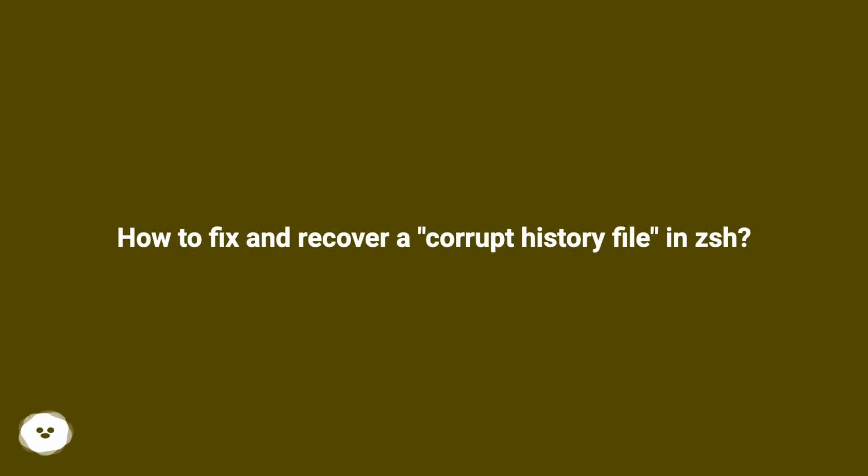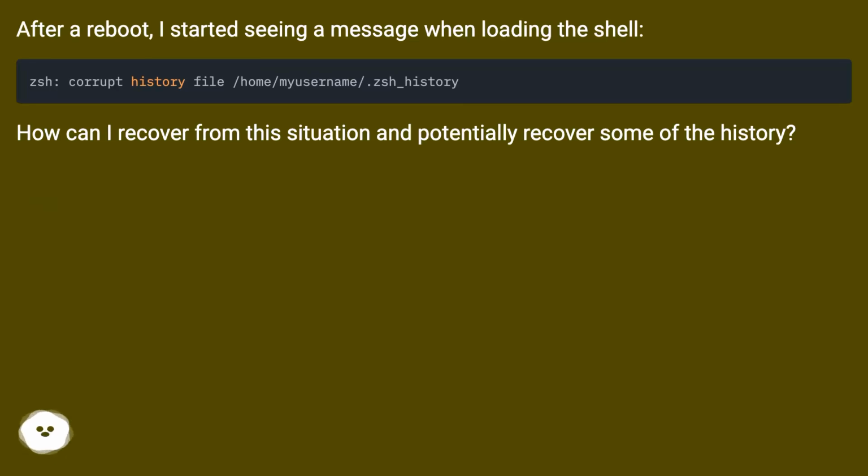How to fix and recover a corrupt history file in ZSH. After a reboot, I started seeing a message when loading the shell. How can I recover from this situation and potentially recover some of the history?